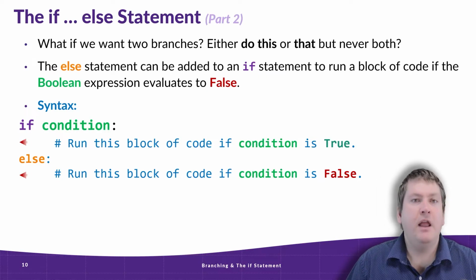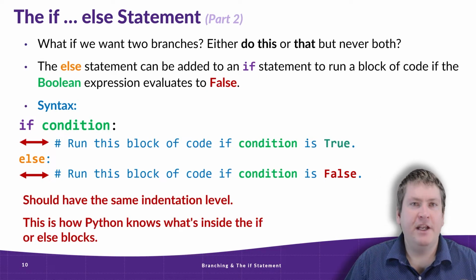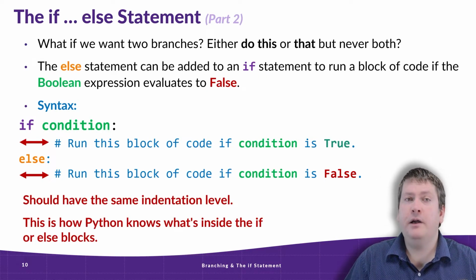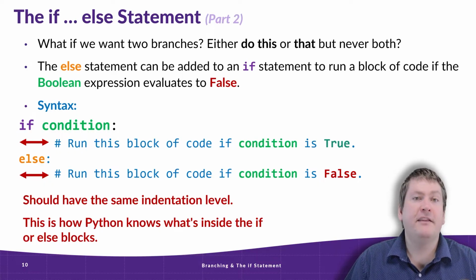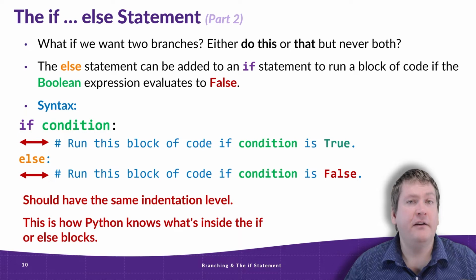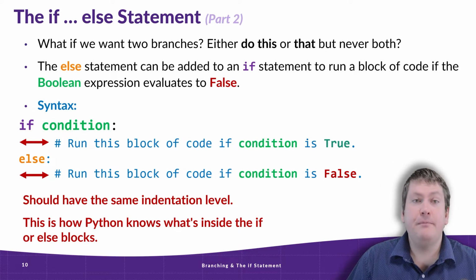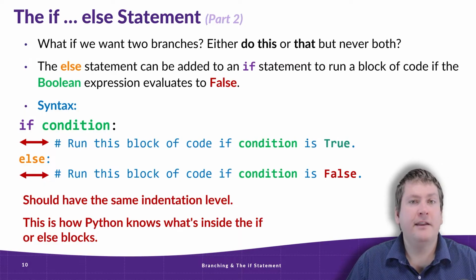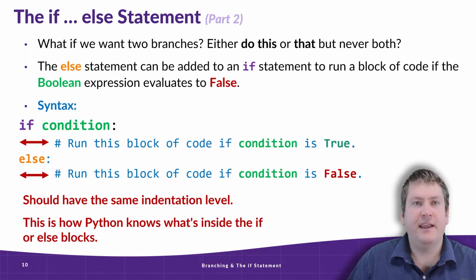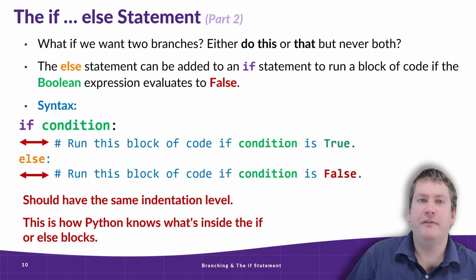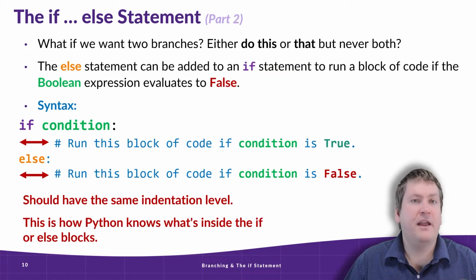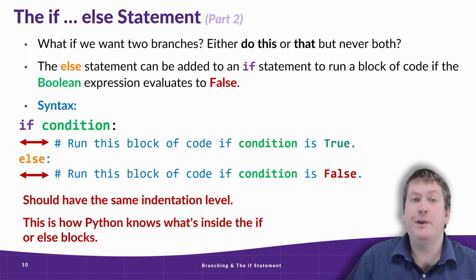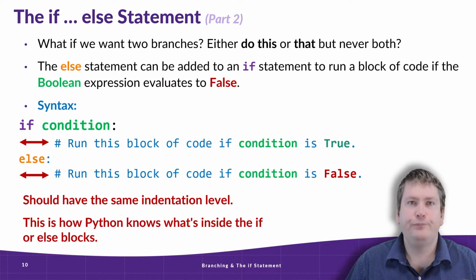So another note about indentation. Just like we saw before, indentation is important because it tells Python that this block of code is inside of this if statement. The same thing is true with the else. We have to indent to show Python that this block of code is inside the else statement. It lets Python know what to run if it's true and what to run if it's false. And since these are part of the same if-else construct, they should be indented to the same level.